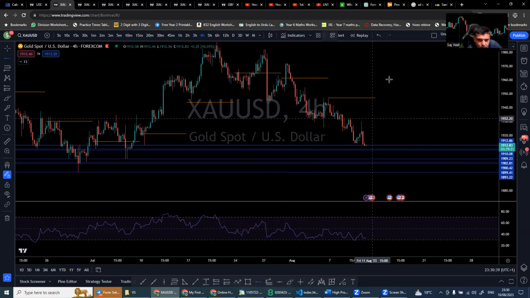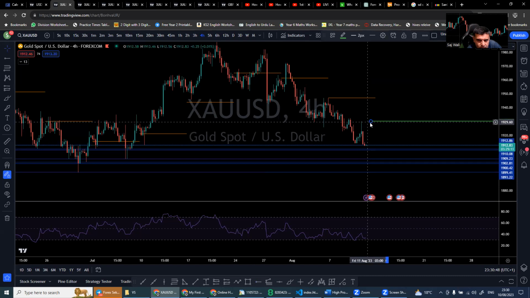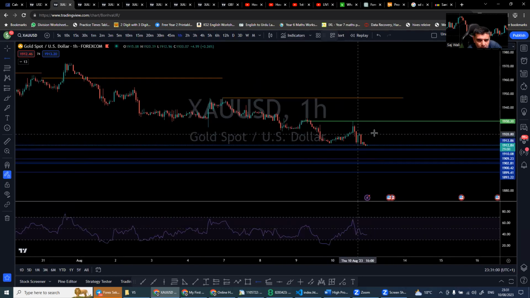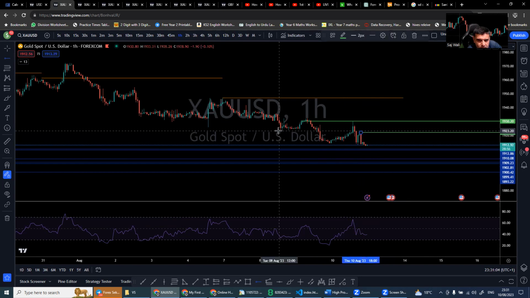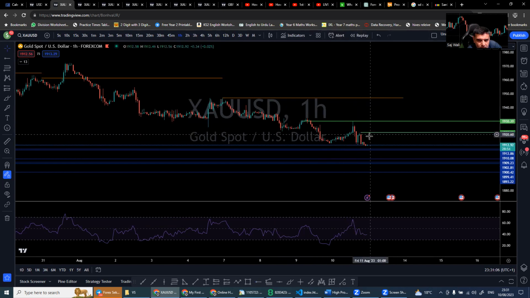Let's see what happened here. Look, there's a huge rejection in 4 hour at the 1930 level, a very important level, as you can see. There's a huge rejection. It's a very good sell opportunity we had here. And let me go into 1 hour. We had a sell opportunity here as well. 1922 was a level as well.